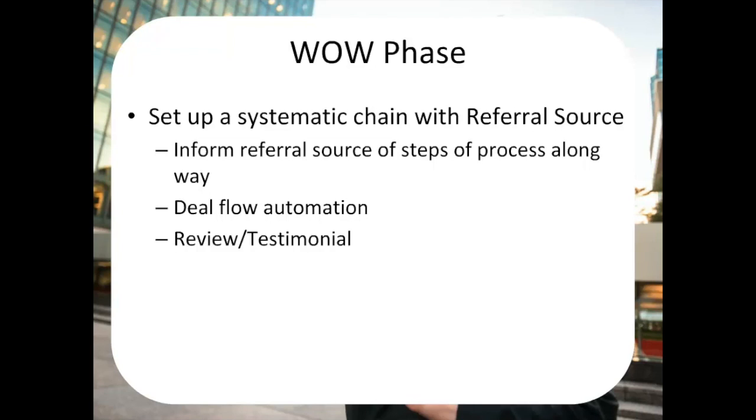So you want to set up a systematic chain with your referral source, and inform them of everything that's happening along the way. If you can automate anything, this is your opportunity to make sure that you can. So checklists, things like that are fantastic ideas here. This is also a great opportunity, as you're going through the process or just finishing up, to get either a review or a testimonial from that client. Get them to put it on Google.